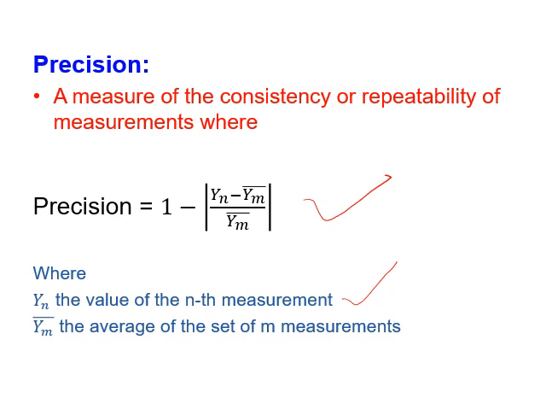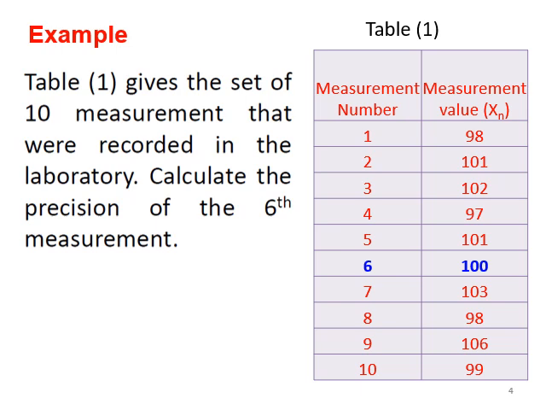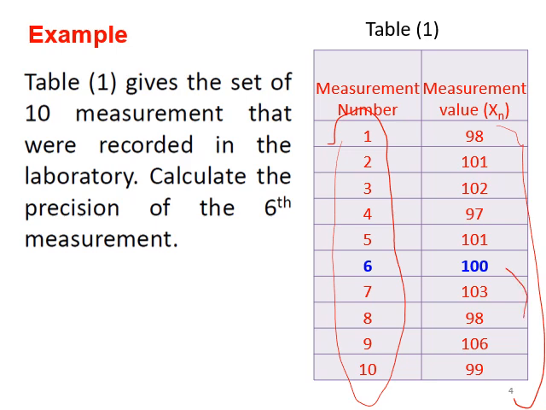To understand this better, let us see the example in the next slide. In this example, we are measuring and recording the data. As you see here, we measure 10 times, and each time we get a measurement value. And we are required to find the precision of the sixth value. So remember, the value for which we need to find the precision is this one.